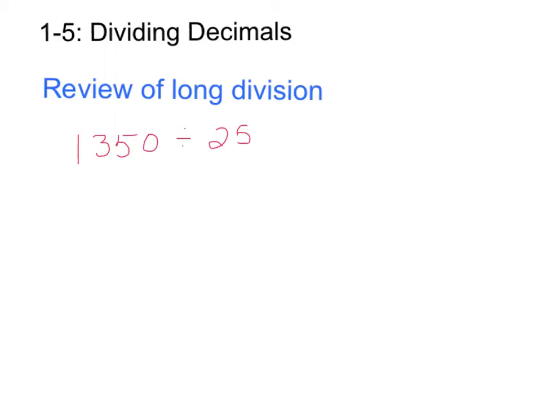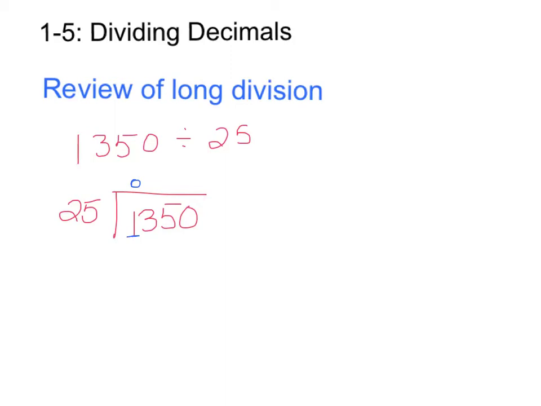We're going to set it up so that the 1,350 will go underneath, the 25 will go on the outside. So it's going to be 1,350 divided by 25. Okay. So I go ahead and set it up. Does 25 go into 1? No, 1 is not divisible evenly by 25.